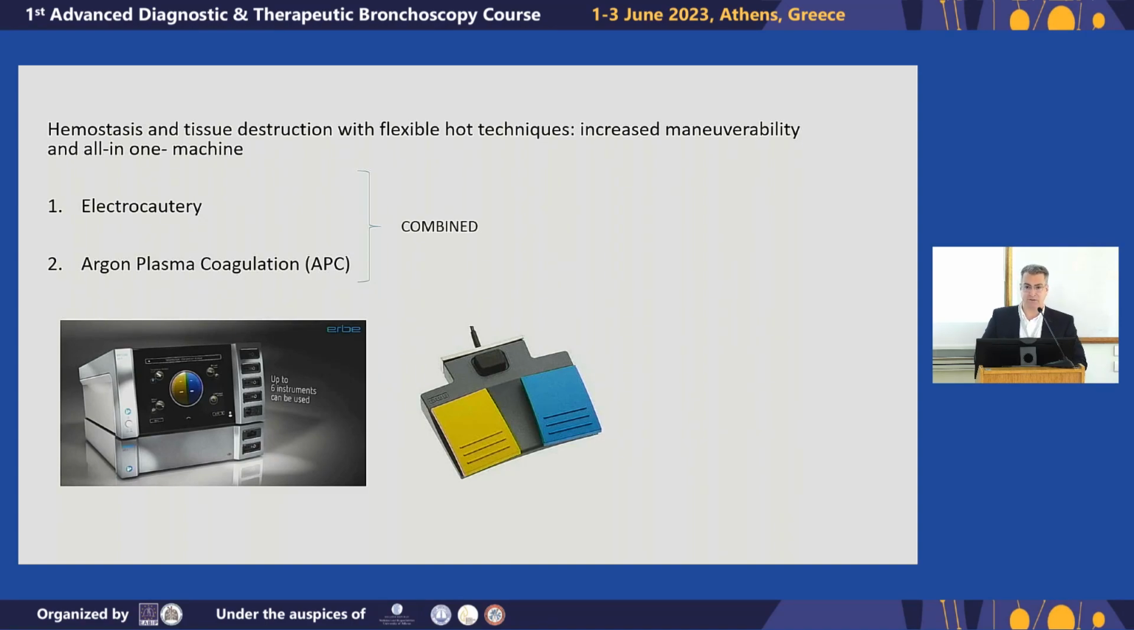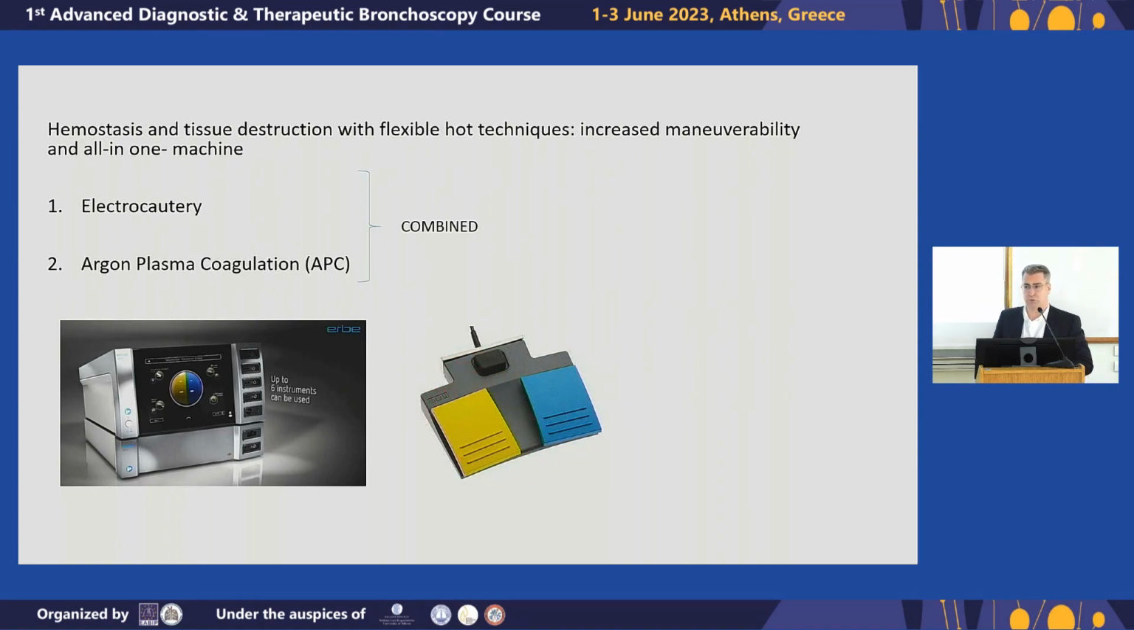The versatility of this machine is very important because by the press of the black button, with our feet, we can change the mode from cautery to APC, or from coagulation, which is usually programmed in the blue setting, to the yellow, which is a cut mode.